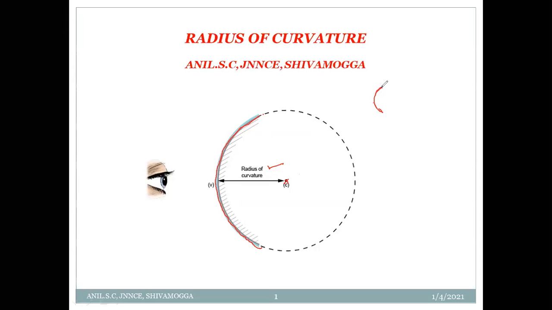You will be given only a part of the circle like this. Then assume the entire circle. It will take this form. Assume the entire circle and mark its center. This is called the center of curvature. And the radius of this assumed circle is called the radius of curvature.